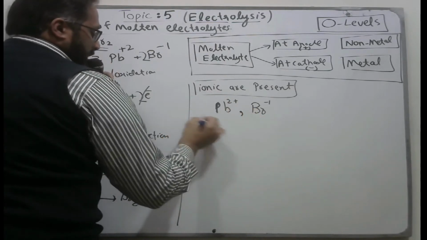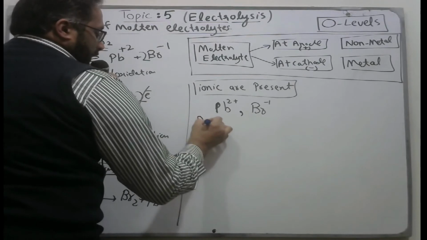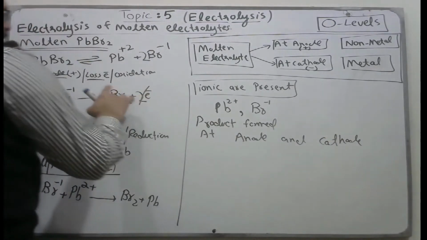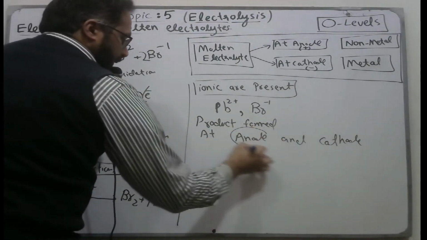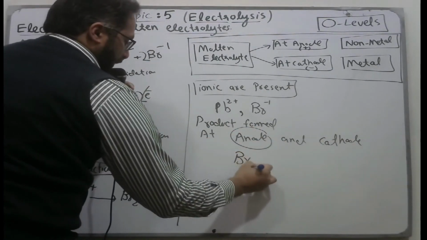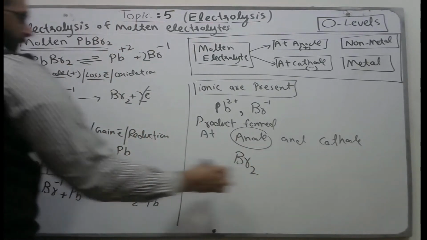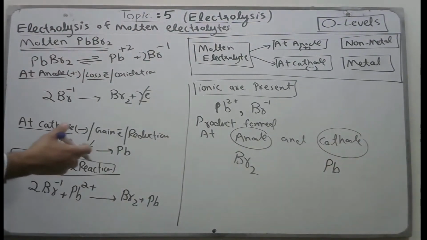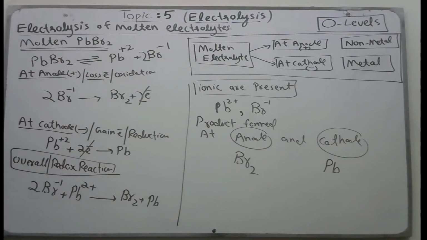And the question is the product at anode and cathode. So your answer for this question is, anode product is bromine. Bromine is the product formed at anode and lead is formed at cathode. Cambridge demands the questions: what are the ions present, and what are the products during electrolysis at anode and cathode. So this is a simple way to understand electrolysis of molten electrolyte.